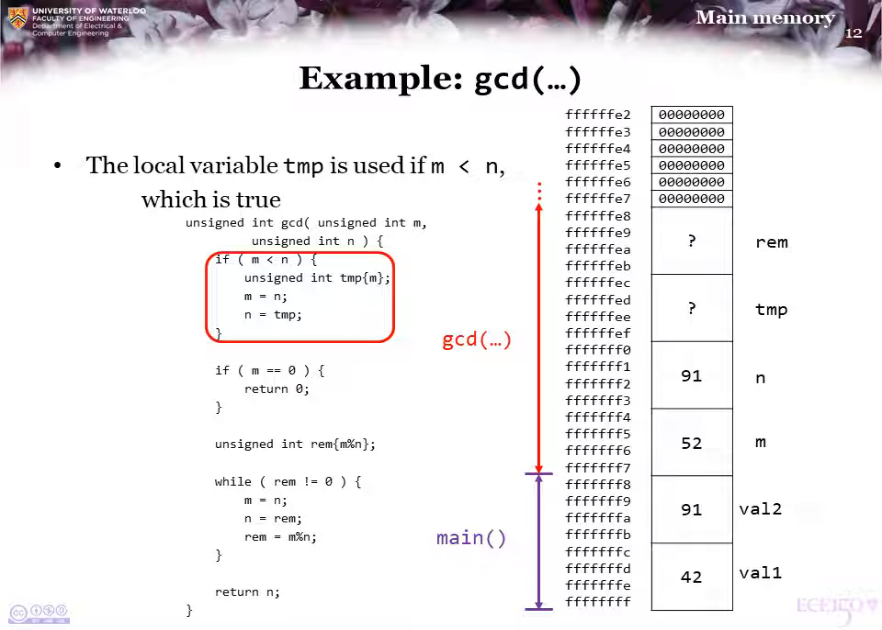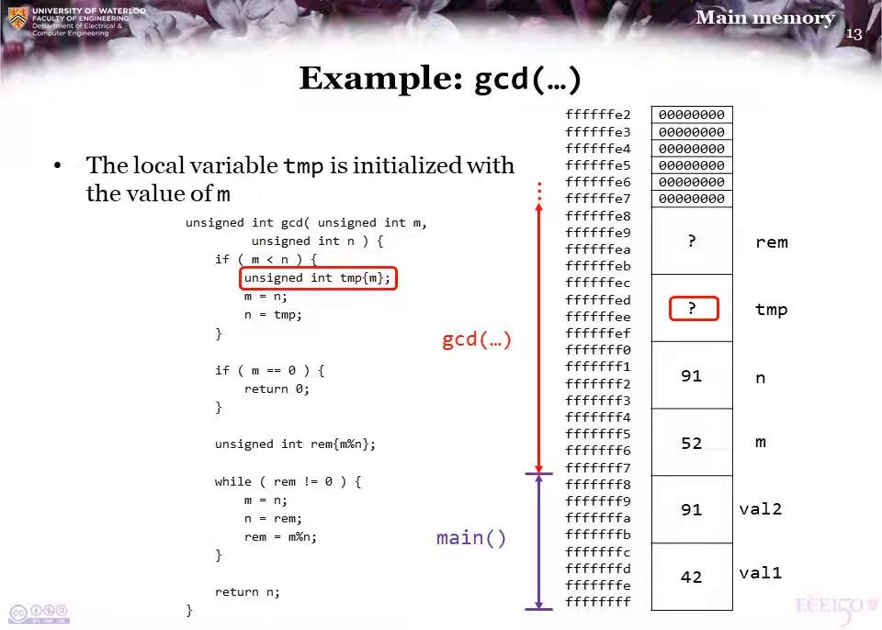Now, the first conditional statement tests whether or not m is less than n. And we see that that is true, and so therefore we will execute the consequent body of that conditional statement. The first thing we do here is initialize the local variable temp, and it's initialized with the value of m. So the value of m, 52, is copied up.